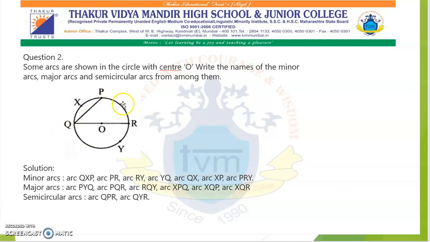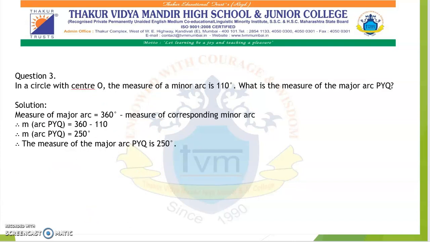Now let us see minor arcs: arc QXP, arc PR, arc RY, arc YQ, arc QX, arc XP, arc PRY. All these are what? Minor arcs. Major arcs: arc PYQ, arc PQR, arc RQY, arc XQP, arc XQR. All these are major arcs. Semicircular arcs: QPR and QYR are the semicircular arcs.